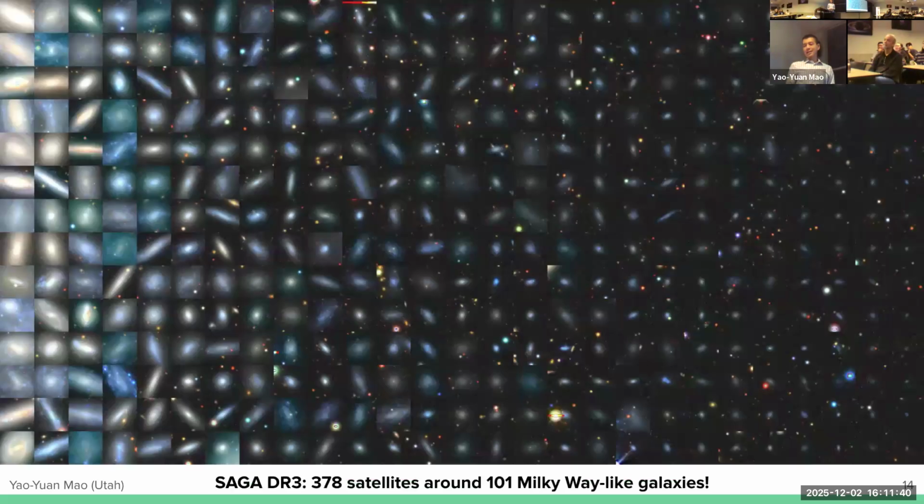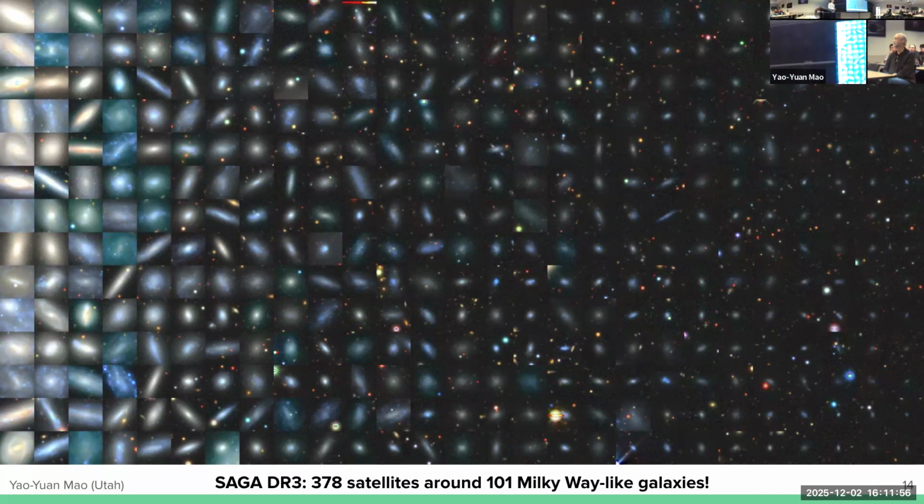Okay. So here's all the galaxies we have found through 101 SAGA systems. You can see we have very bright objects. They are LMC-like satellites, all the way to those tiny ones I just showed you on the previous slide. There's not much science from this slide other than they are all beautiful galaxies. I love to show them.